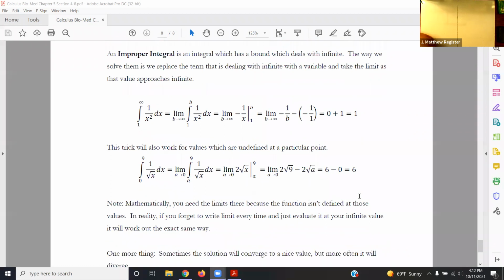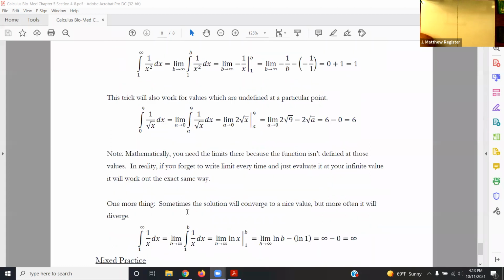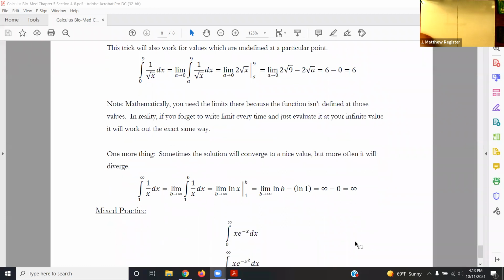I have a note here saying that if you want, you can shortcut it and not put the limits in there, but it's mathematically better to include those limits. Also, sometimes the solutions will converge to a nice value, but more often it's not going to. It'll just diverge. So if you think about the integral from 1 to infinity of 1 over x dx, well, that one does not work out so well. You actually get infinity out of that one.